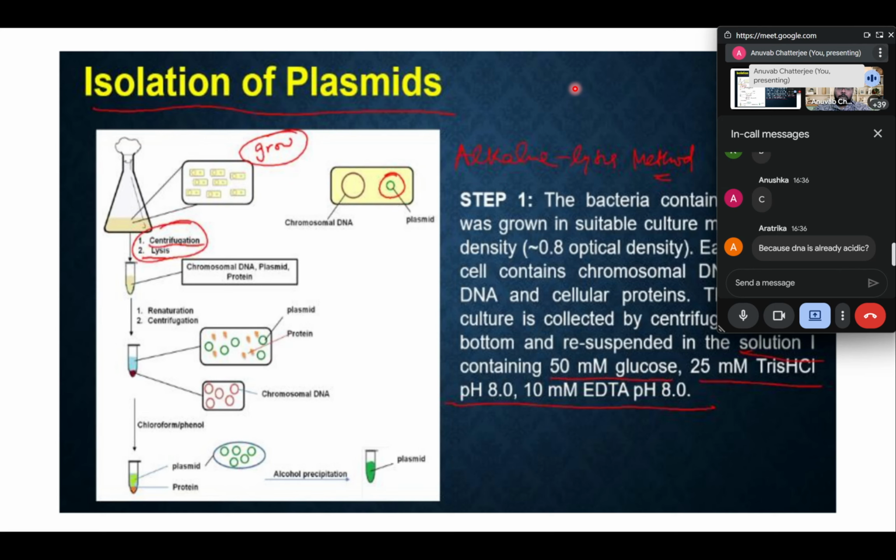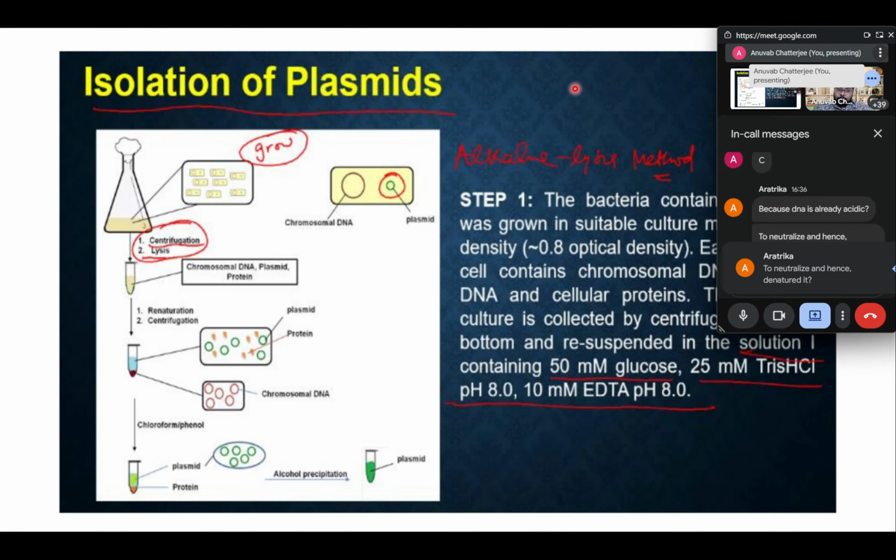You're almost there. You just have to complete the sentence, Anatrika. DNA is already acidic, and we use alkaline lysis because... to neutralize and denature it. Not really.